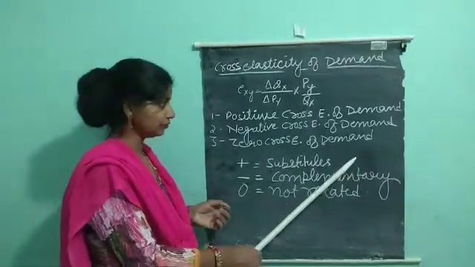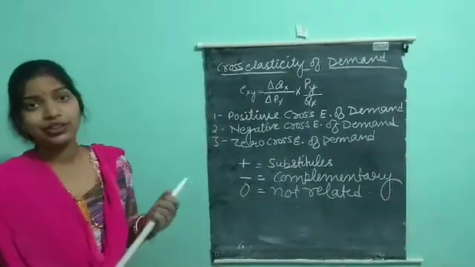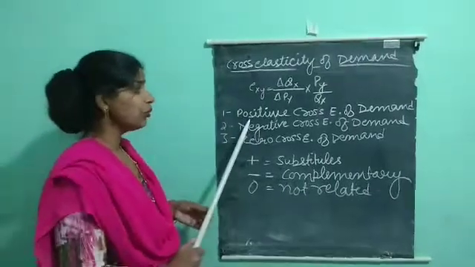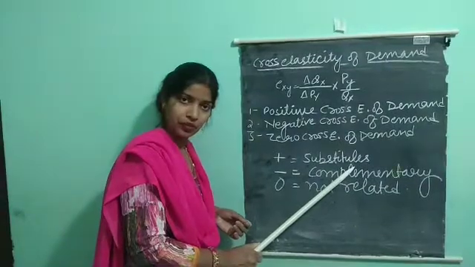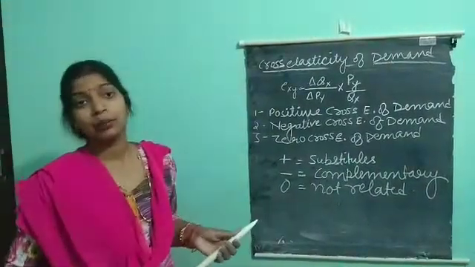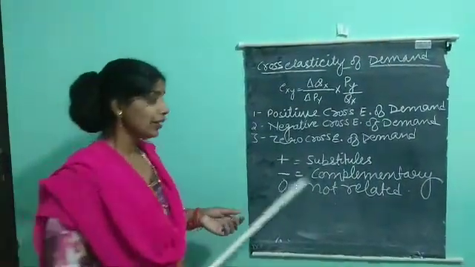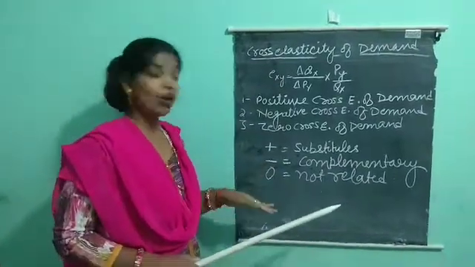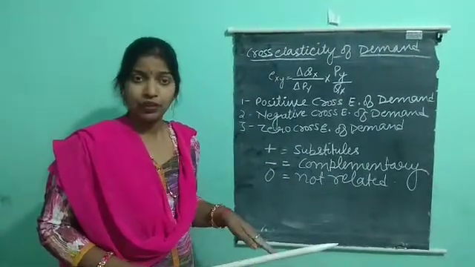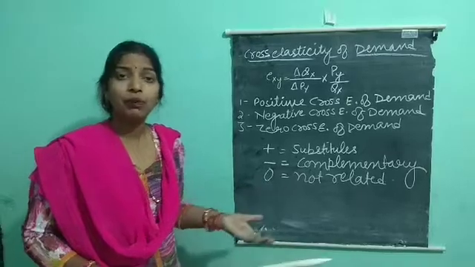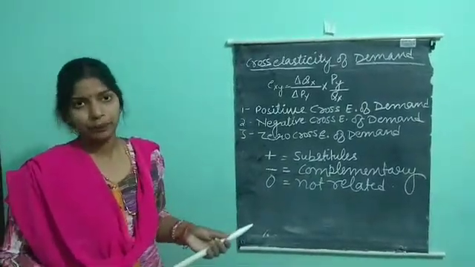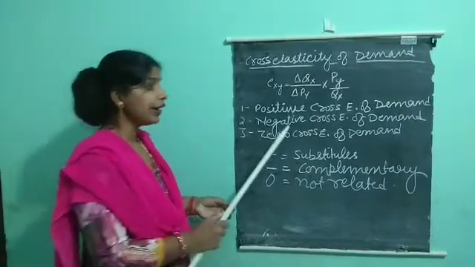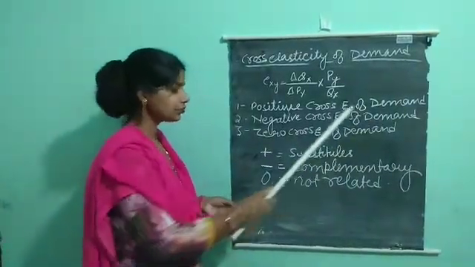Cross elasticity of demand is said to be positive in the case of substitutes. The best example of substitutes is tea and coffee. If the price of coffee falls, then the demand for coffee will be more in comparison to tea. Right?